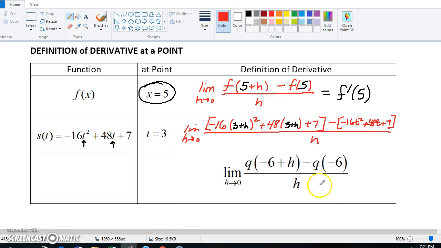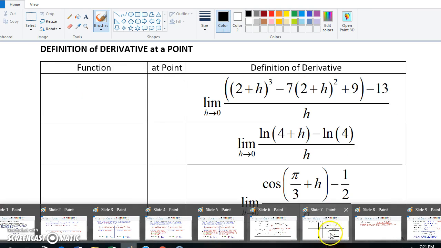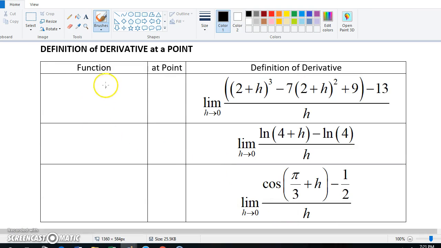Okay, can you pause the video and write what function this limit expression is using, and at what point this limit expression is finding the slope or finding the derivative? Okay, hopefully you said it's just the function q of t at t equals -6. Let's take a look at a few more.